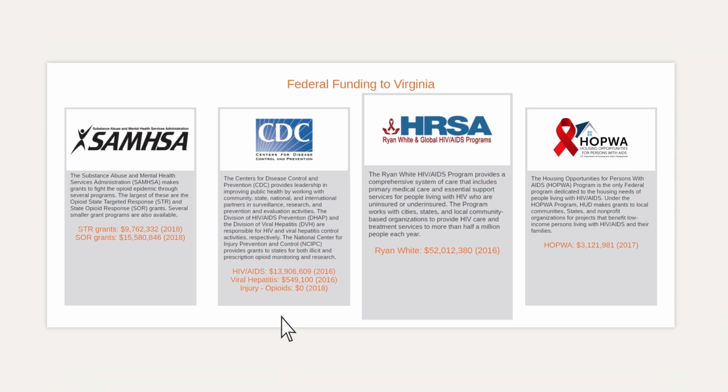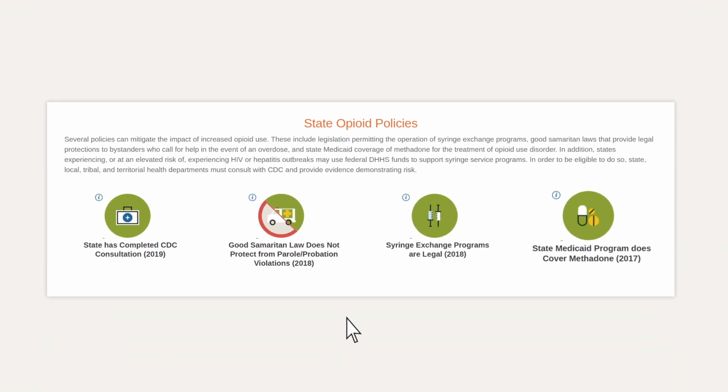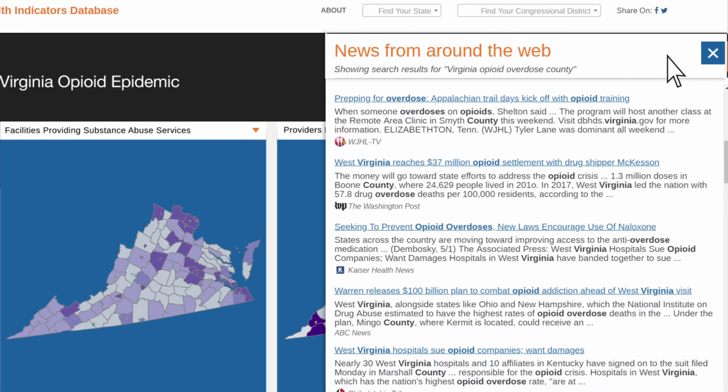You can also view funding to states from specific government agencies, get a quick read of your state's policies to address opioids, HIV, and hepatitis C, and even keep track of the latest opioid-related news for any state.